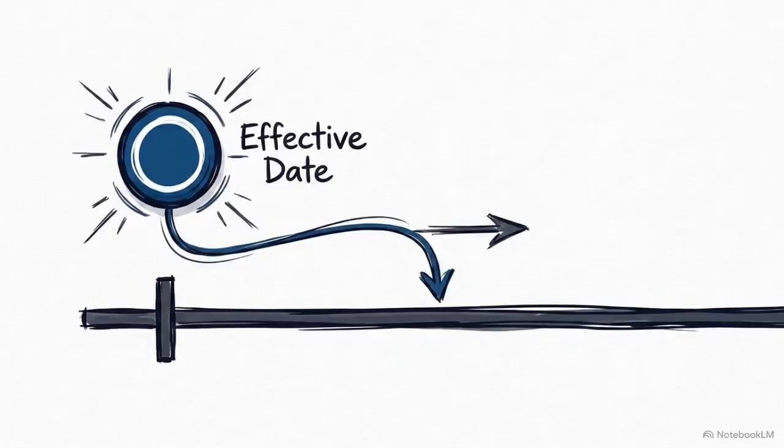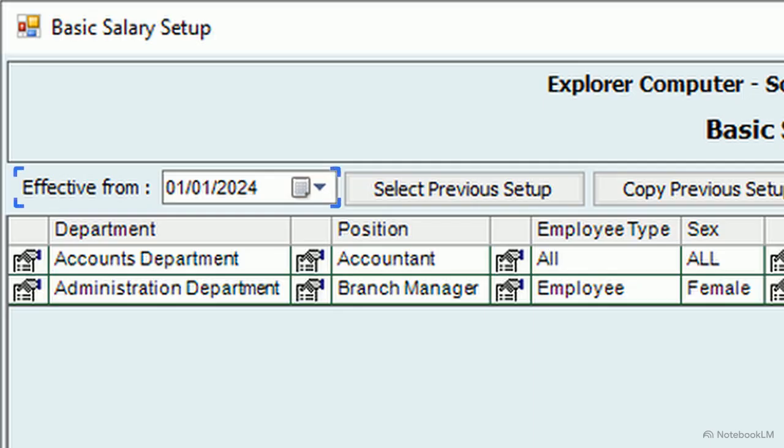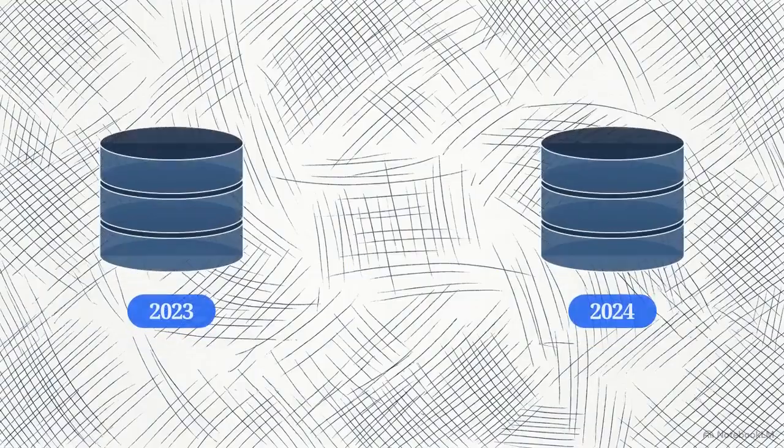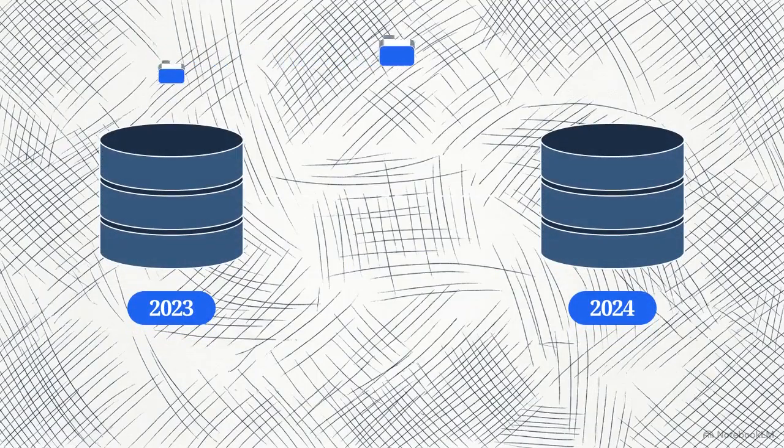Before we enter any financial figures, we must establish the timeline for when these rules take effect. Look at the Effective From Date field in the top left. This dictates when the salary structure becomes active. Verifying this prevents discrepancies during payroll reconciliation. For new years, use the Copy Previous Setup button. This tool pulls your existing data into the current year, reducing the need for manual entry and maintaining a consistent historical record of your compensation scales.